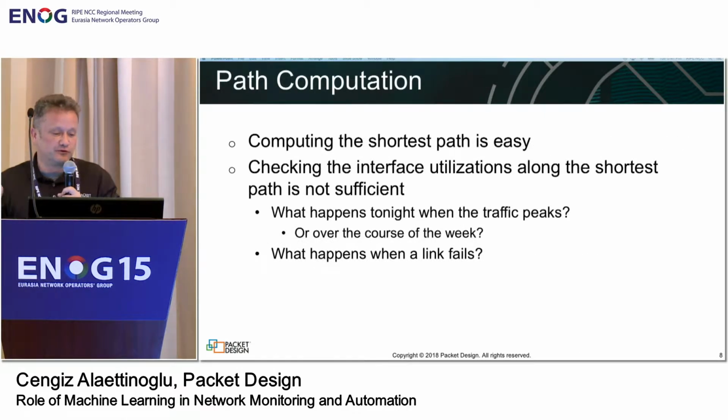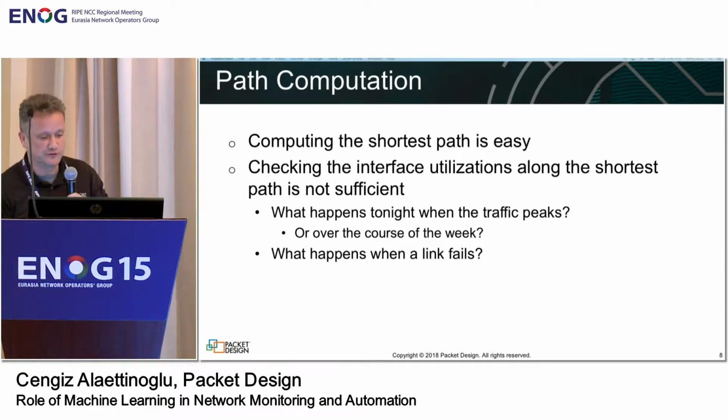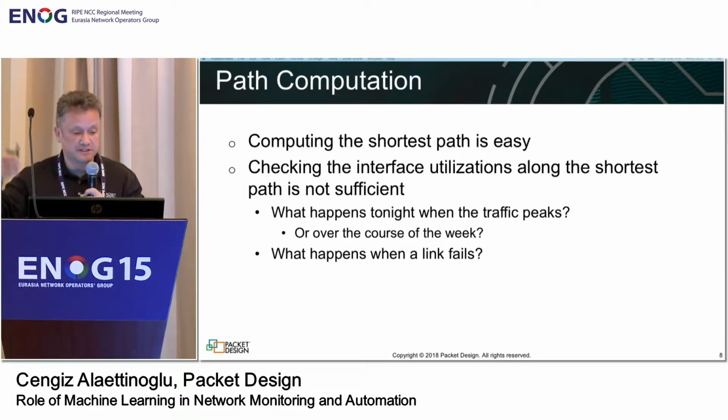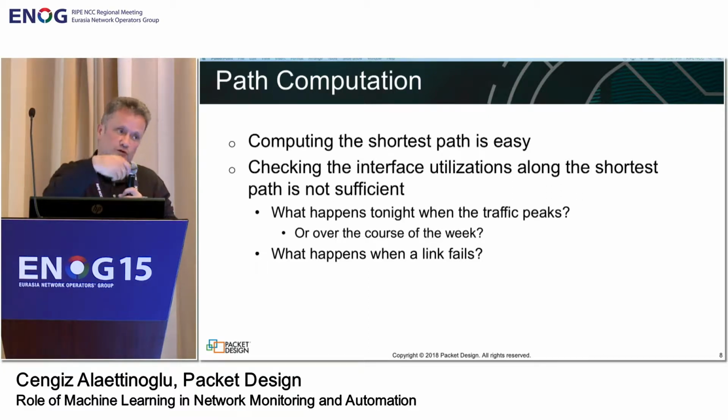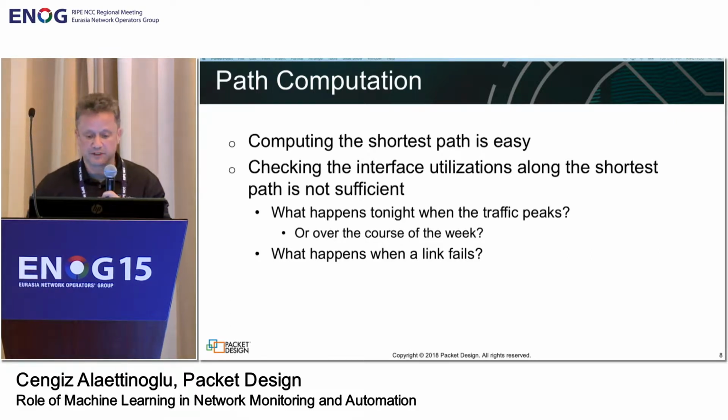And this is actually trivial to solve. You can find the shortest path, no problem. Anybody knows how to do that. You can check the utilization across this path, but you cannot just check the current utilization because this traffic is going to last several weeks and so forth. You need to have an estimate of what's going to happen at different times when the network traffic peaks.